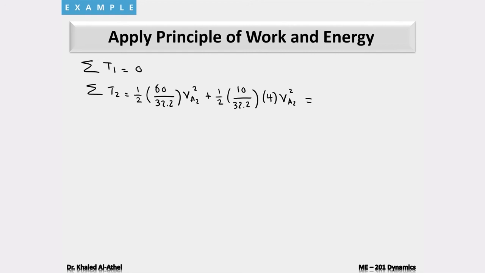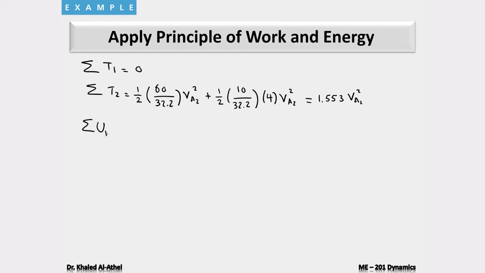divided by 32.2, and 100 over 50. So you end up with 1.553 VA2 square. Okay. Now, next step is to find the work done between 1 and 2.